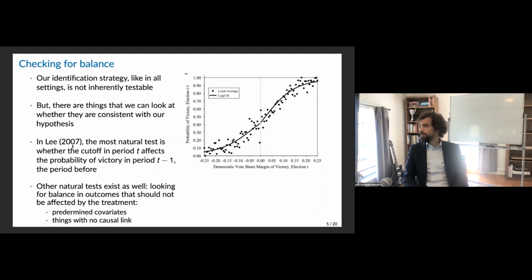What Lee basically talks about is that there should effectively be a smoothness in the characteristics across the boundary, because people can't fully manipulate themselves onto one side or the other. Meaning, if we look at the type of people running for office, that characteristic should be smooth and continuous through the boundary, in the same way that we would expect the outcome to change just continuously there.